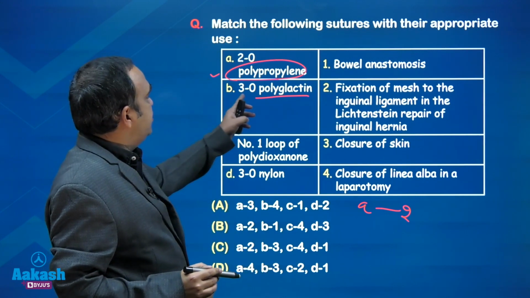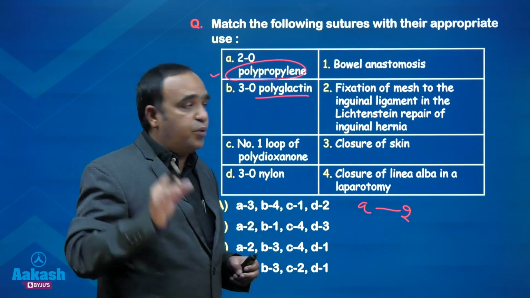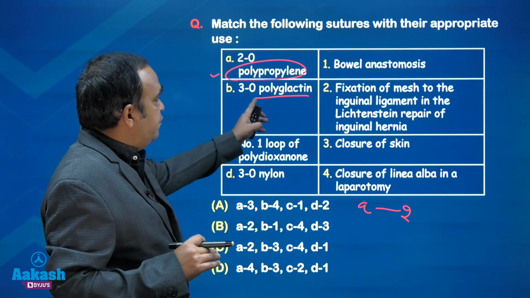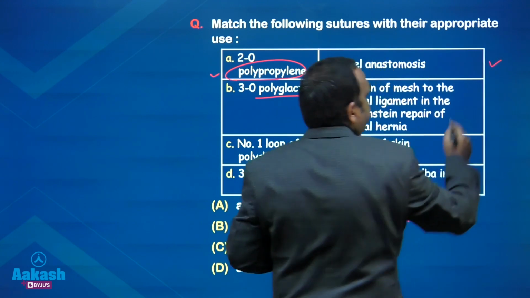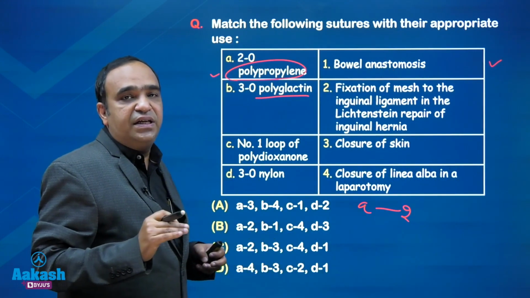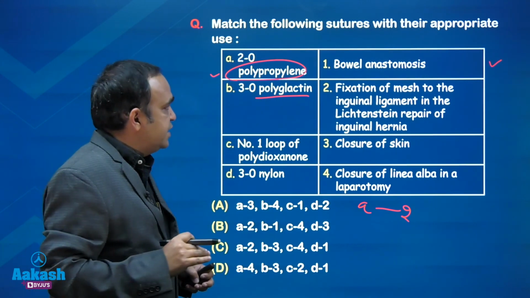Okay, then 3,0 polyglactin. It is absorbable. It is Vicryl, very popular brand. Now, Vicryl or polyglactin, bowel anastomosis, perfect. Size as well as material. It's absorbable, and 3,0 is the perfect size.